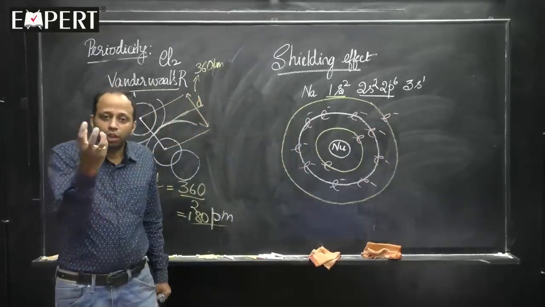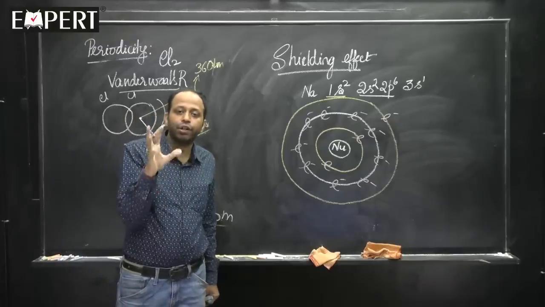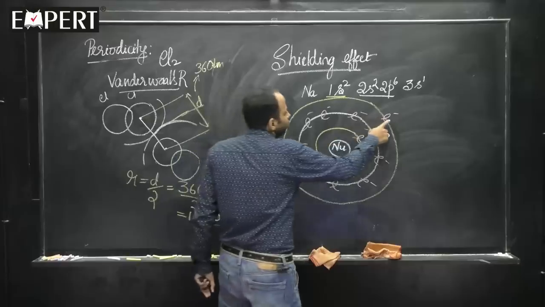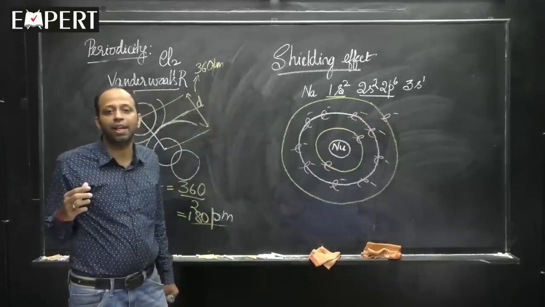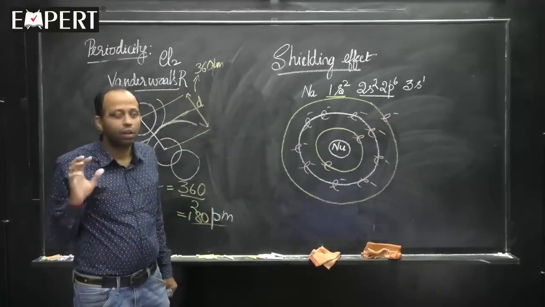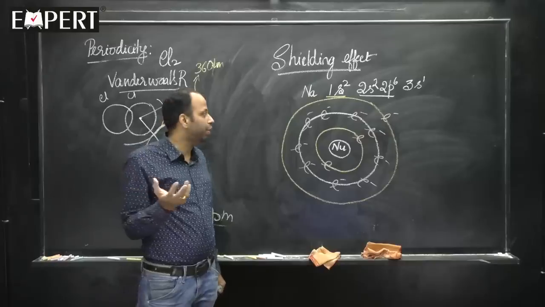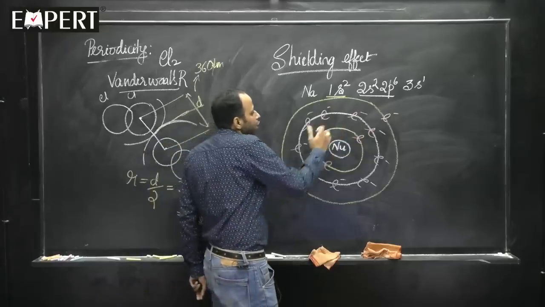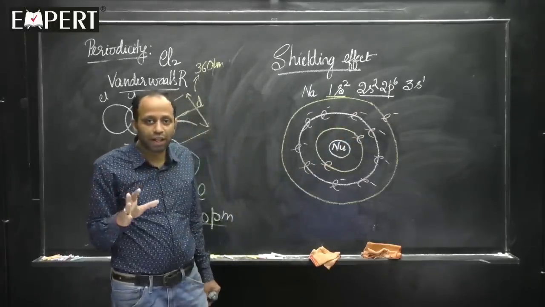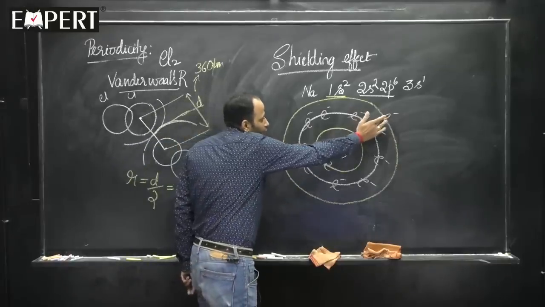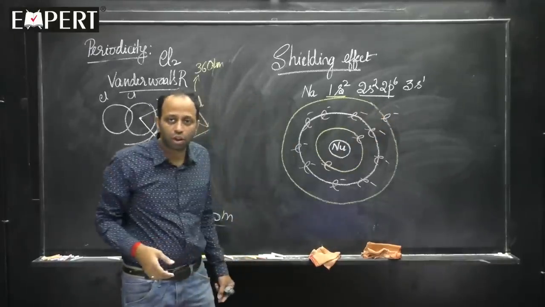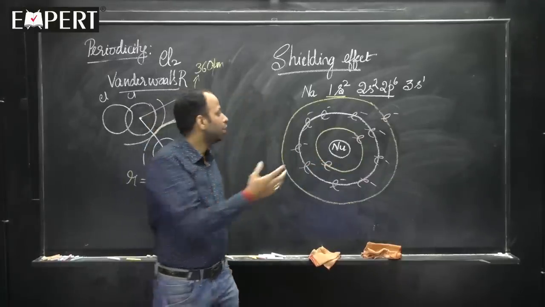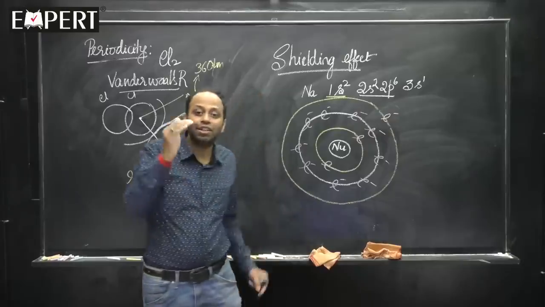Now, the nucleus is positively charged, whereas electrons are negatively charged. So, what will happen? There will be a force of attraction. Will the outermost electron experience the same force of attraction is the question. That is not possible by all of them. 11 protons are there. Why? Because there are electrons in the middle. Now, if I take this electron, the outermost electron, it will not experience the full force of attraction of the nucleus, because the inner electrons are shielding it.